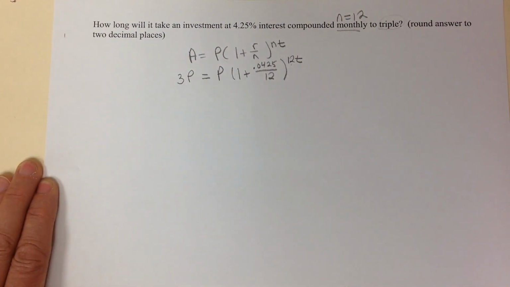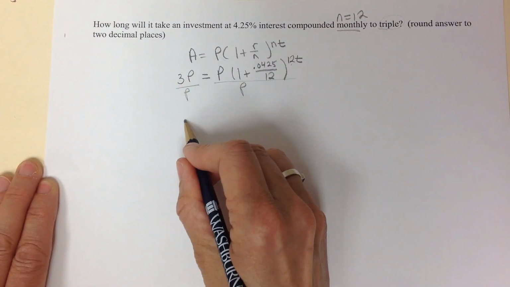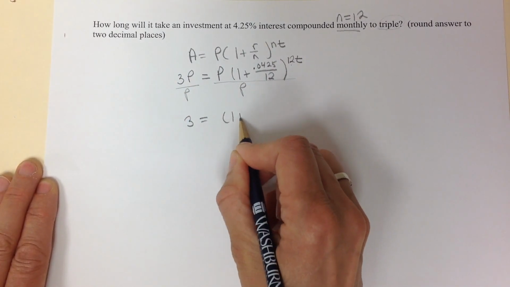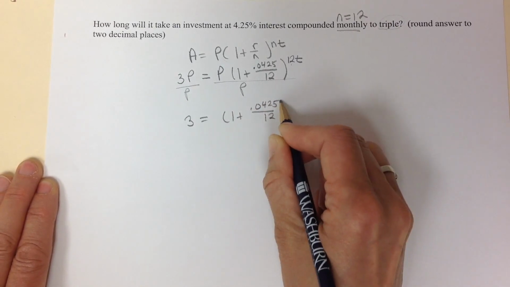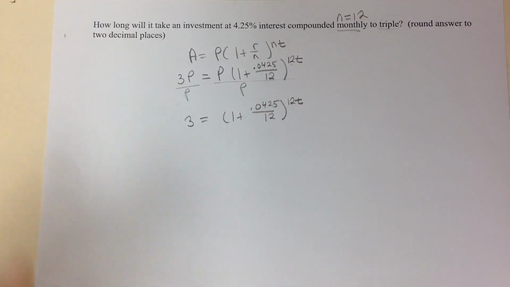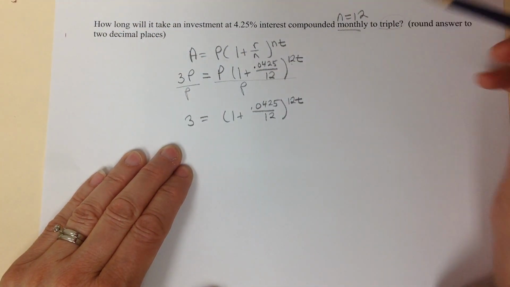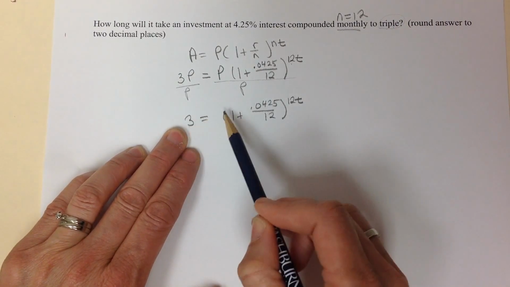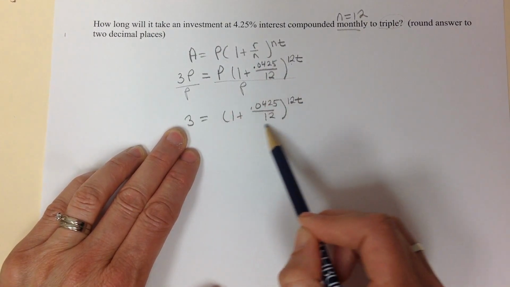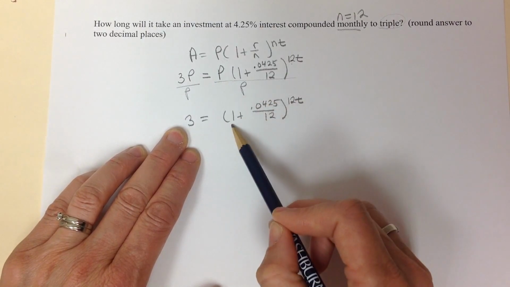Now this has two variables that I can divide by my P on both sides, and I end up with 3 equaling (1 plus 0.0425 over 12) to the 12T. Here are shortcuts you can use when you don't have an amount but you're dealing with tripling or doubling or whatever. Since it's triple, I'll end up with a 3 on this side, and on the right side, I get just the exponential, no coefficient in front.